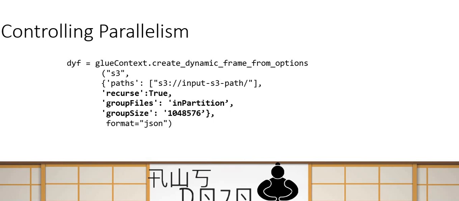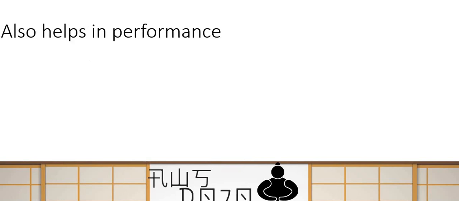Again, I put 1 MB here, but it could be 2 MB, 4 MB, 10 MB, up to you. But these are two parameters, group files and group size, which you can use to control parallelism in your parallel execution when trying to read and process your data file. So it not only helps in reducing and avoiding the out of memory error, but it also helps in performance.